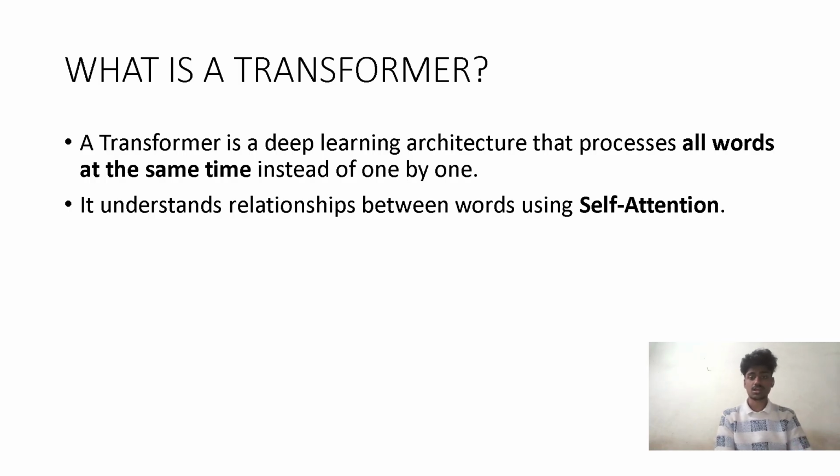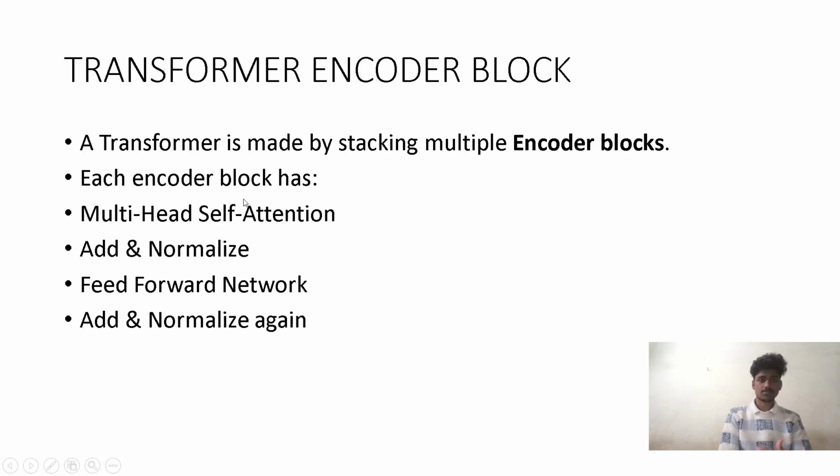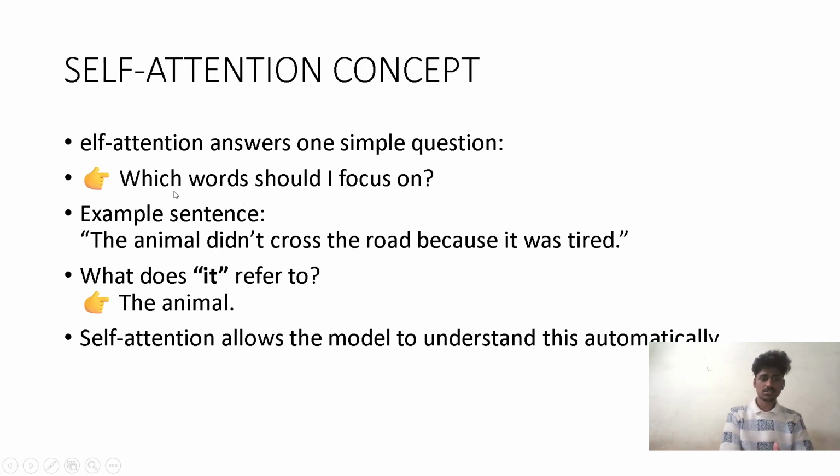A transformer is a deep learning architecture that processes all words at the same time instead of one by one. And next, it understands the relationship between words using self-attention. What is self-attention?